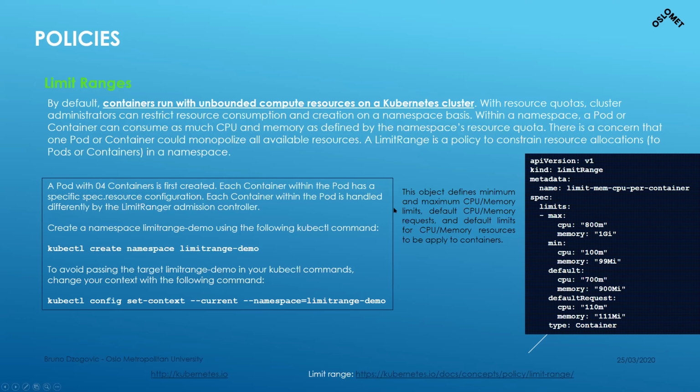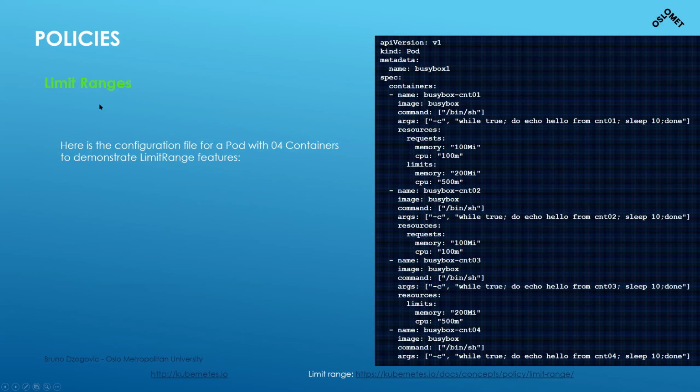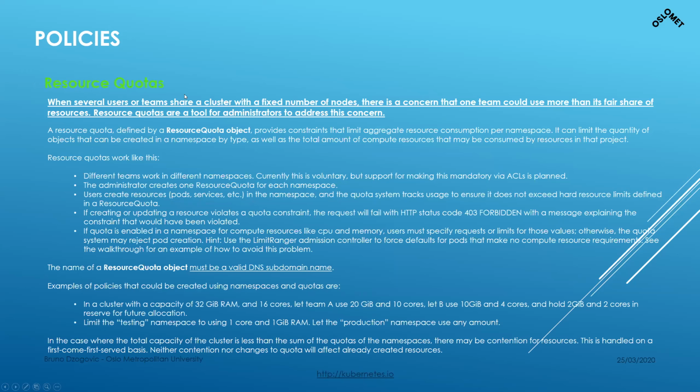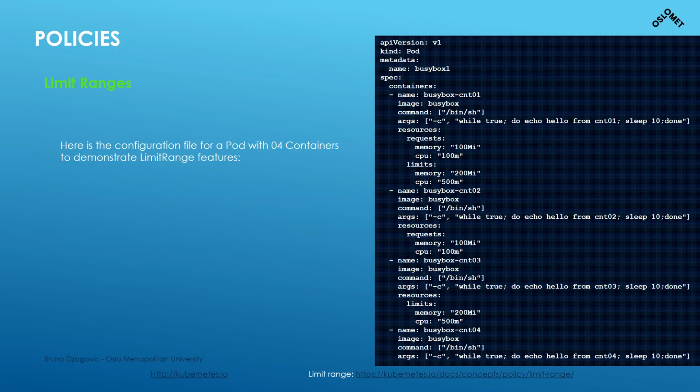Policies are simple. You can limit ranges, or you can use resource quotas. These are more or less to define how much of a resource your container is going to use. So you just put a small resources block, and for requests you can put how much memory and CPU to assign. Then you can put limits like 200 maximum for memory and CPU 500 maximum. So that's going to be the maximum for this container.